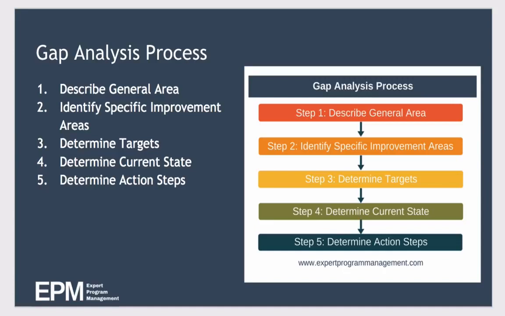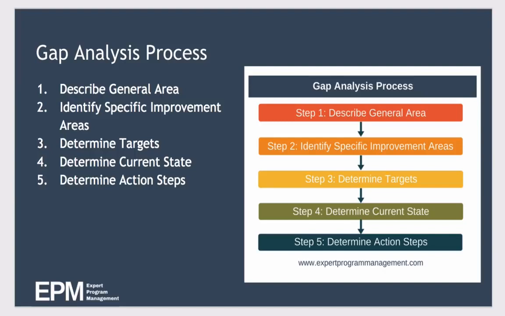So, for example, we might decide to analyse our online marketing efforts, and that obviously implies that we're not investigating our offline advertising, such as print and television. So by being very clear about what we are and what we are not investigating, it keeps everyone on the same page. Step 2, identify specific improvement areas.